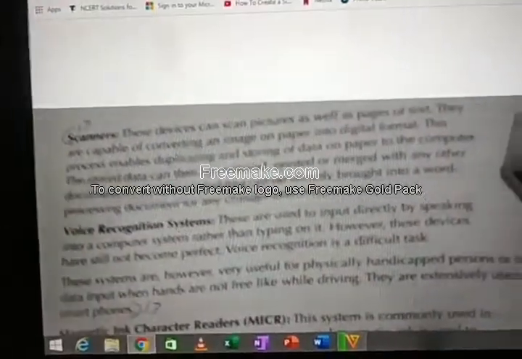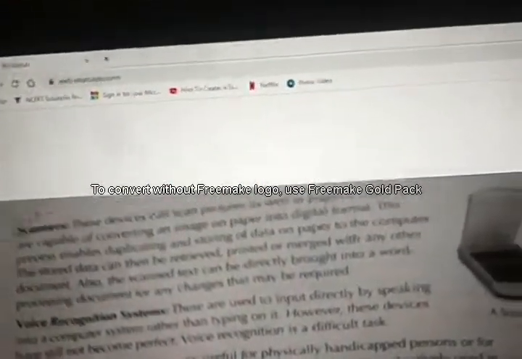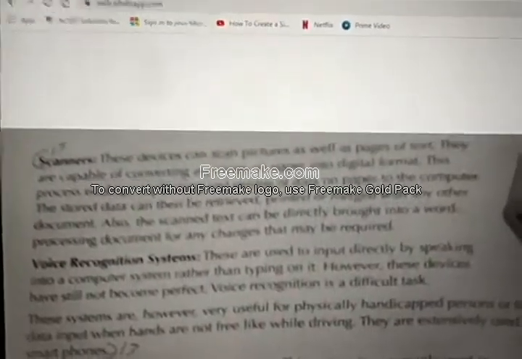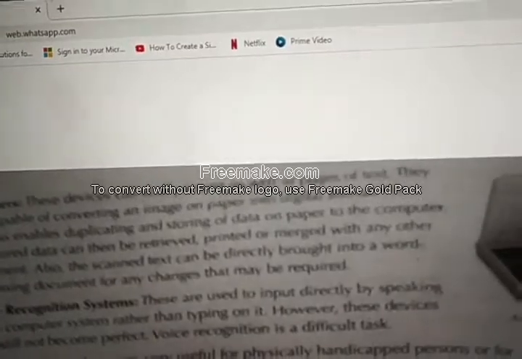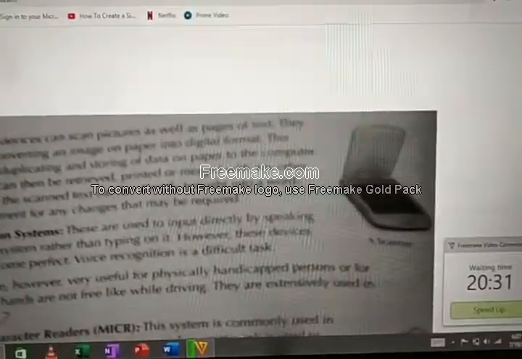Scanner. This page cannot be so clear. I think it is not so clear. Just focus on your book. Okay. These devices can scan. Scanner. Now I'm going to explain about scanner.